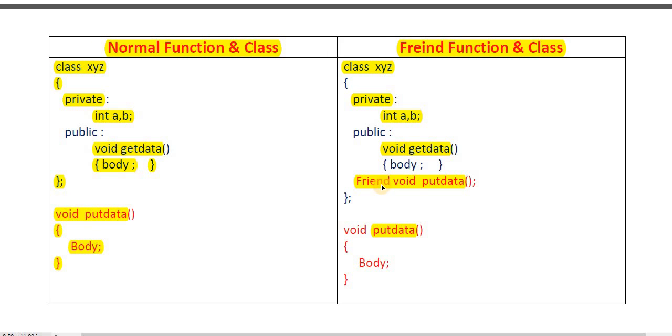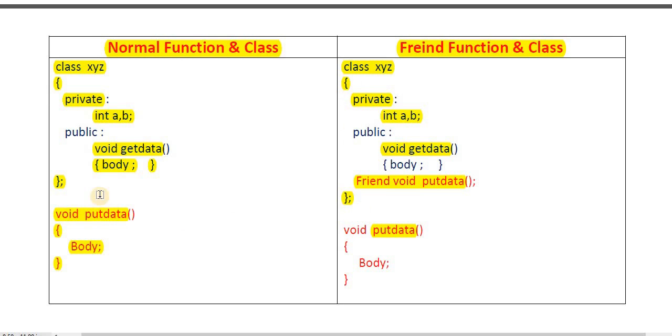By declaring a function using the friend keyword inside a class body, that function becomes a friend of the class. When it becomes a friend, this friend function can use all the members of this xyz class.